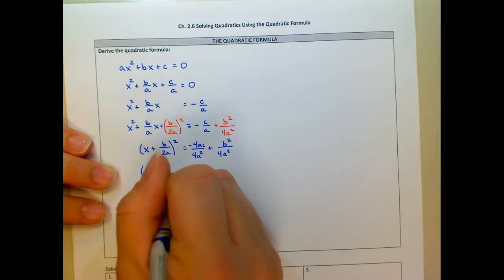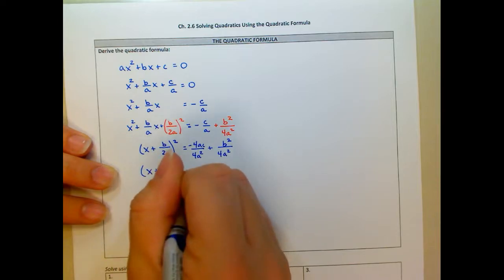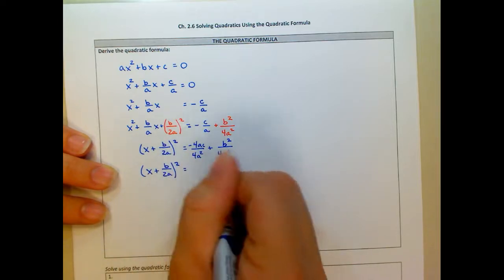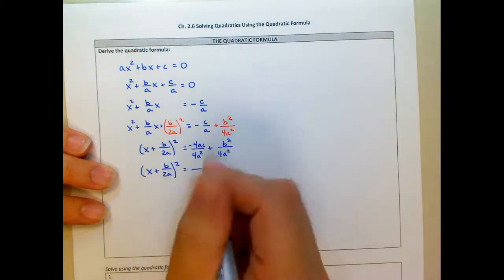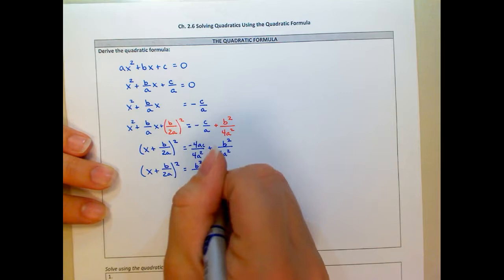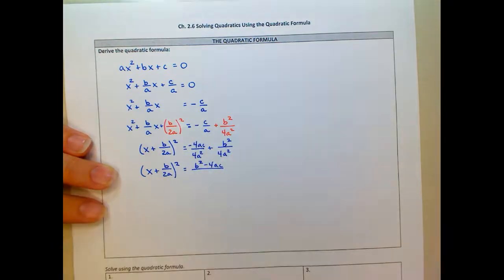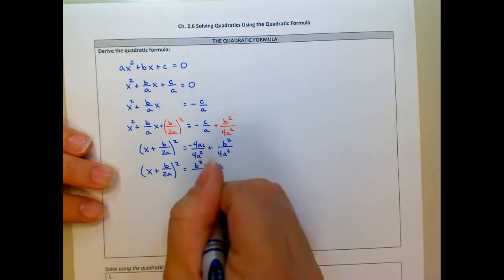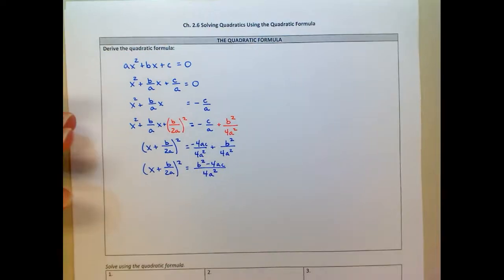So x plus b over 2a squared equals, since they now have the same denominators, we can add. Negative 4ac plus b squared, I'm going to write as b squared minus 4ac, because that's starting to look like something we are familiar with. And then it's all over 4a squared. So I got it into one single fraction. Now the next step would be to solve for x.